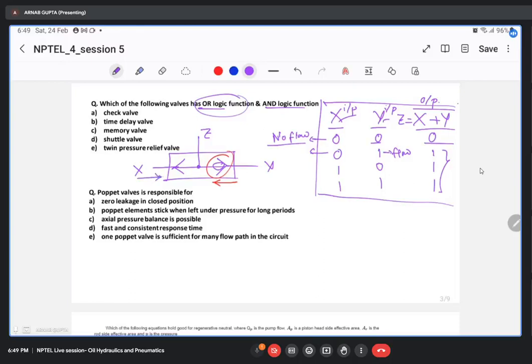If flow is happening from this side, then at neutral position your ball will be sitting here. No flow from any of the sides means the ball will be here, so no flow through Z. When flow is happening from here, the ball gets pushed towards this side, which allows the flow to divert from here towards Z. So this is the condition.